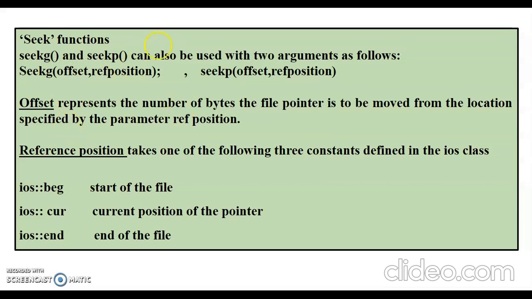So offset represents the number of bytes the file pointer is to be moved from the location specified by the parameter reference position. Reference position takes one of the following three constants. Position can be any of the three: ios::beg, the start of the file; ios::cur, the current position of the pointer; or ios::end, the end of the file. When we talk about the end of the file, the pointer can only move backward. It cannot go forward because it is already at the end of the file.